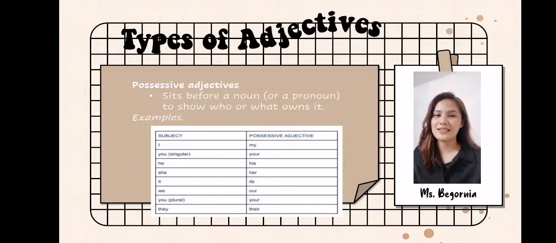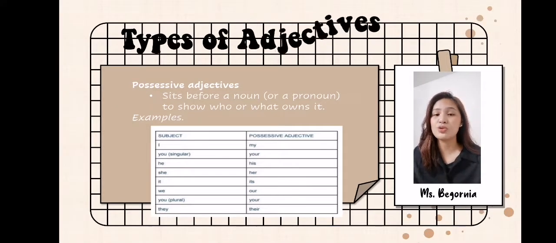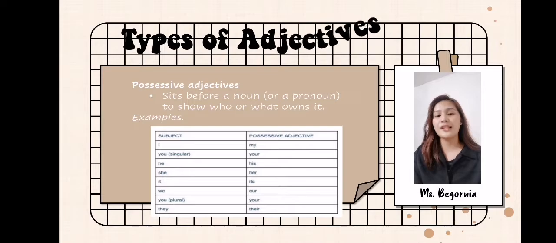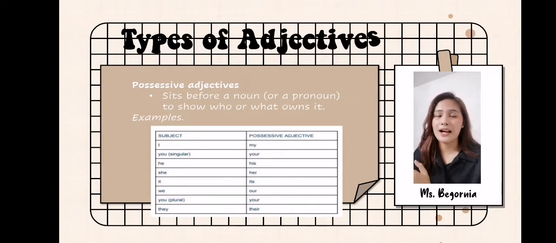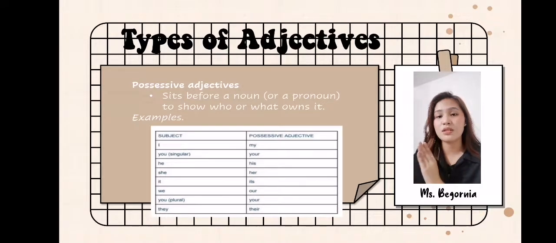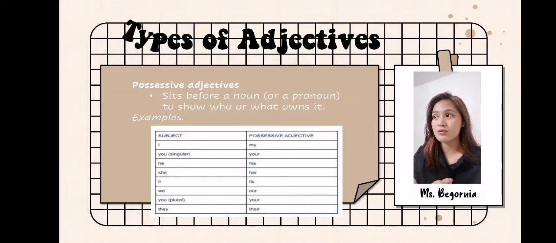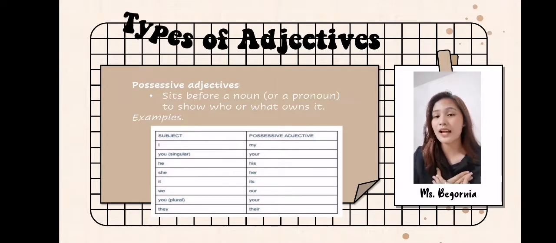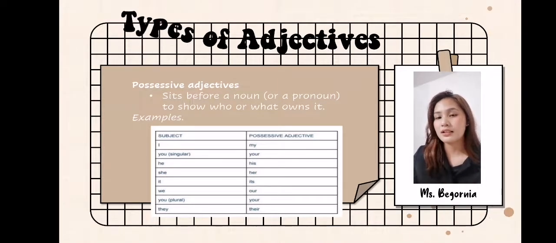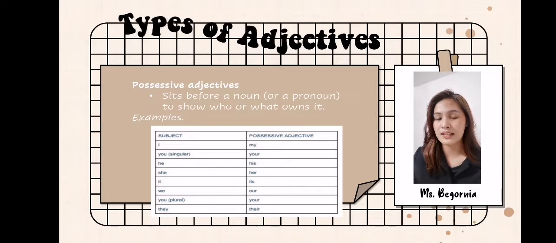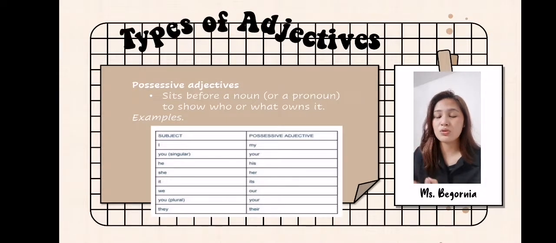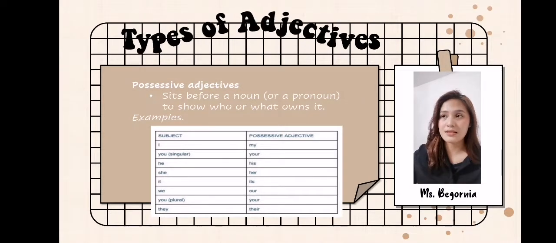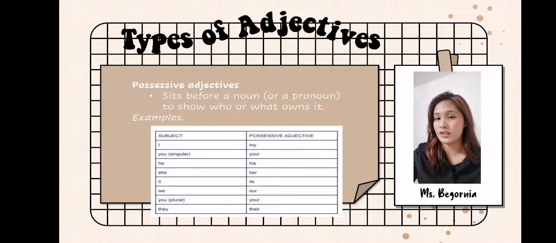A possessive adjective sits before a noun or a pronoun to show who or what owns it. For example, if the subject is I, in a possessive sentence we commonly use the word my. For example, my house, because that house is mine. It means that I own that house. That's why the word my is used in the sentence. If the subject is you, we commonly use the word your. So your house means you are owning something.